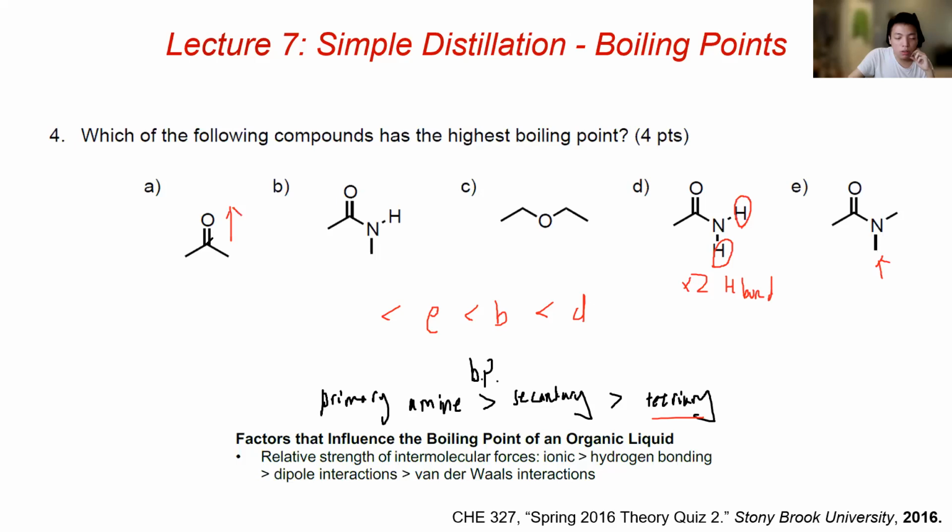This is a strong dipole compared to ethyl acetate, because the electrons can actually go up. So we will have a negative here and positive here. And we'll have ether as our lowest boiling point. Primary, secondary, tertiary.